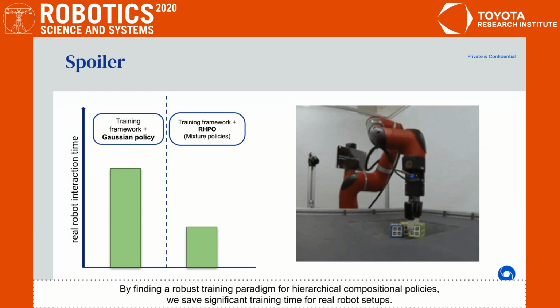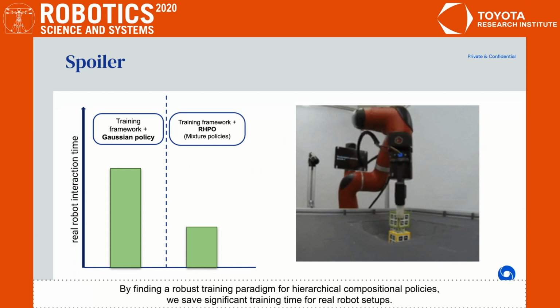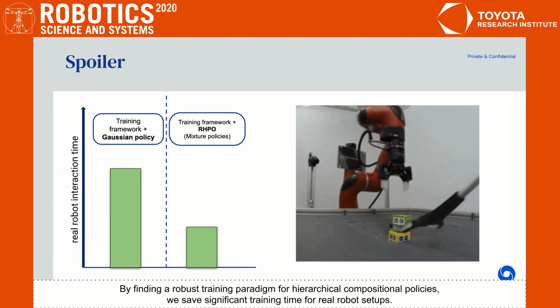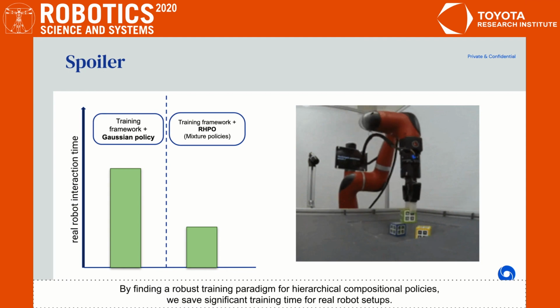The direction is relevant to us because compositionality can help to save significant training time for real robot setups, purely based on simple extensions of our training paradigms and finding a robust algorithm to train hierarchical compositional policies.